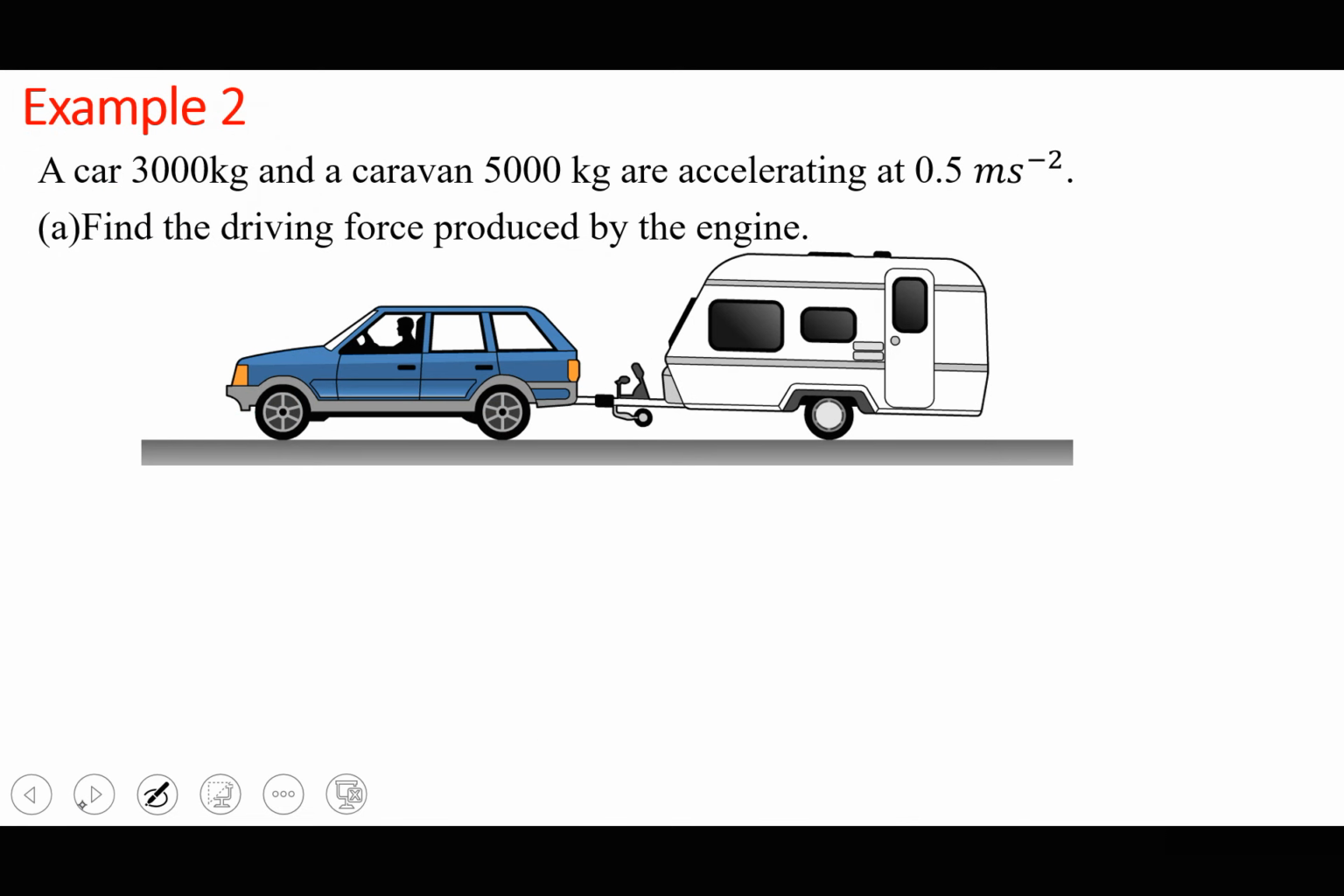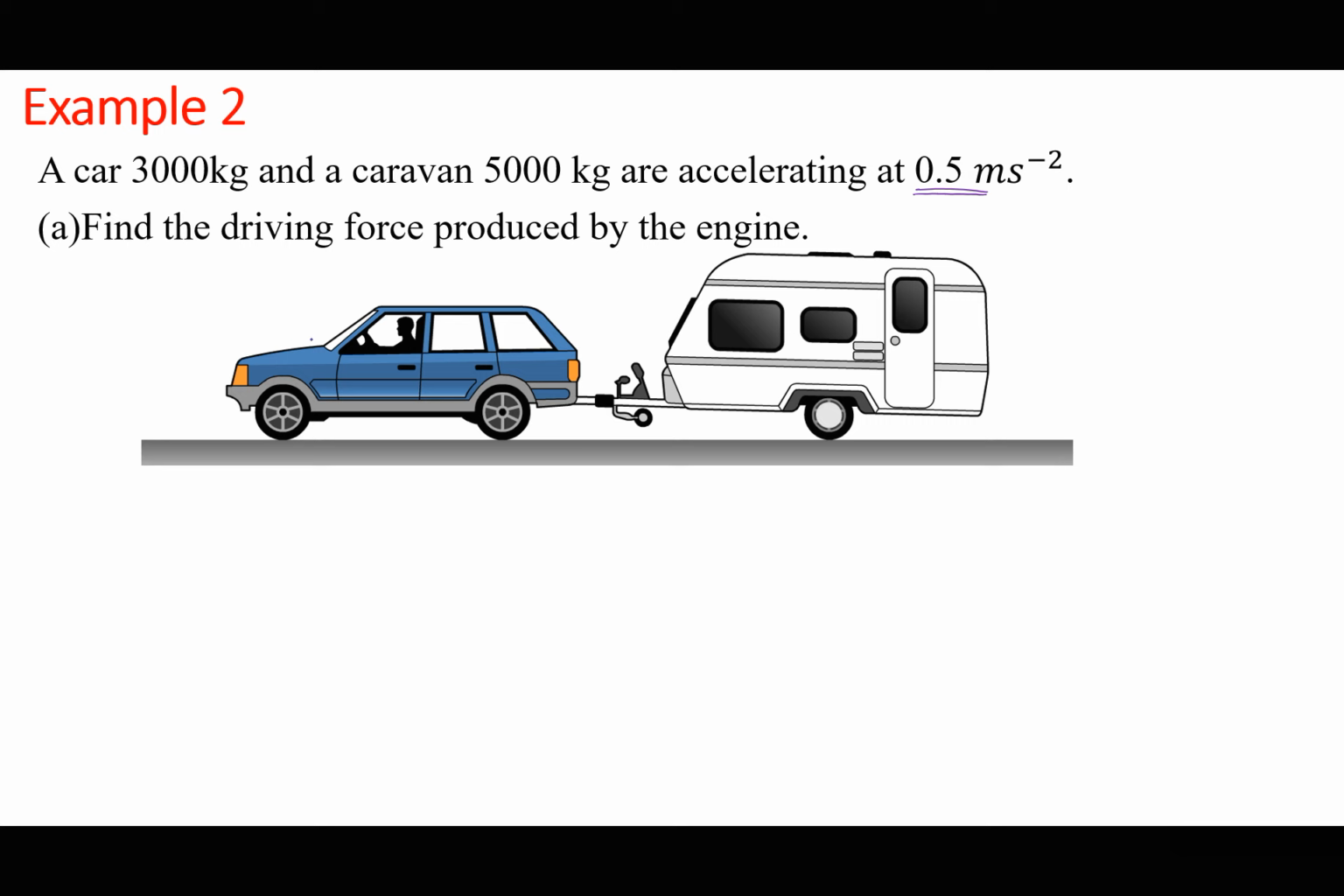A car and a caravan, 3,000 and 5,000 kilograms, are accelerating at 0.5 meters per second squared. They are moving as a single body with that acceleration. Find part A, the driving force produced by the engine.